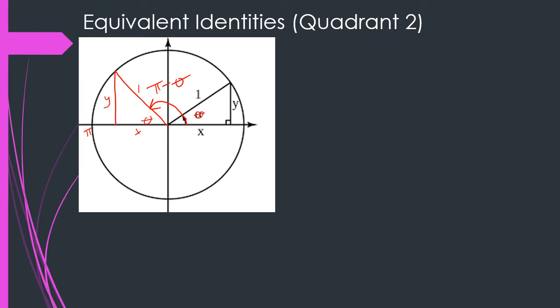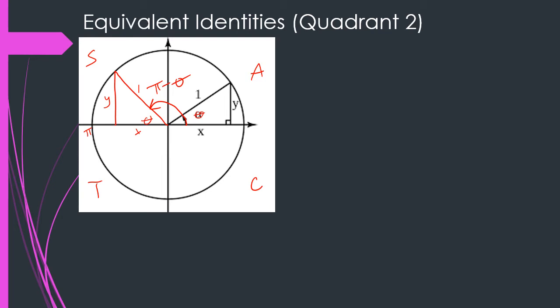One thing you do have to remember when you're doing this, before we actually go any further, is the CAST rule, right? C, A, S, T. Where you see the C, only cos is positive. Where you see the A, all are positive. Where you see the S, quadrant 2, only sine is positive. And then down at the bottom left, you see the T, only tan is positive.